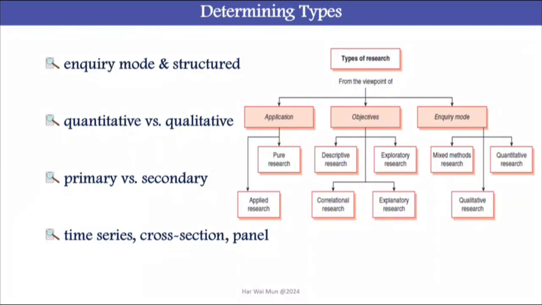So the nature of your research may include time series. For example, why does the poverty rate still remain the same after 30 years? In this case, for Malaysia, you want to focus on Malaysia only, and for many years. So the nature of your research will be time series.